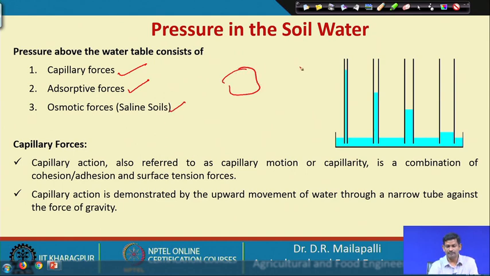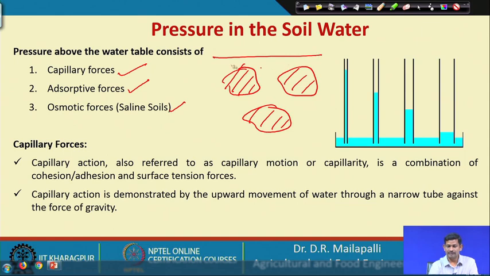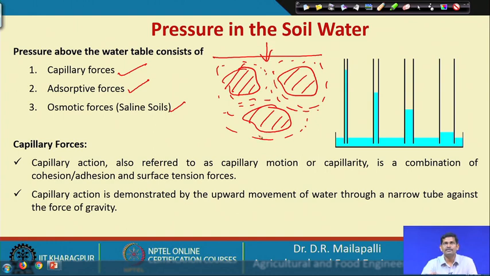Suppose this is a soil particle, initially completely filled with water, so it is completely saturated. When there is input water on top, that means the extra water on top of the soil, that will push the water due to gravity to pass into the soil body. And when there is no input, what happens?